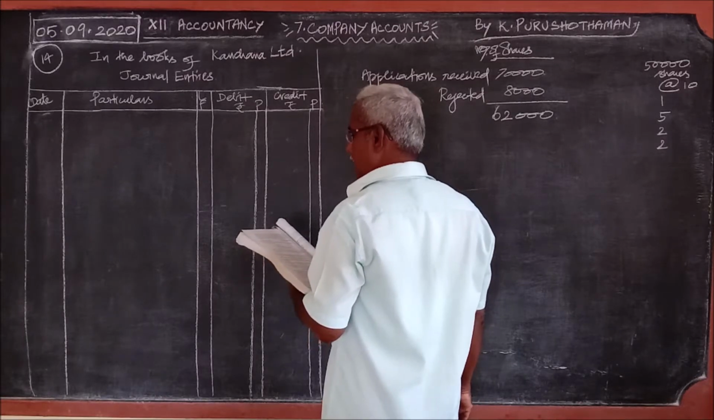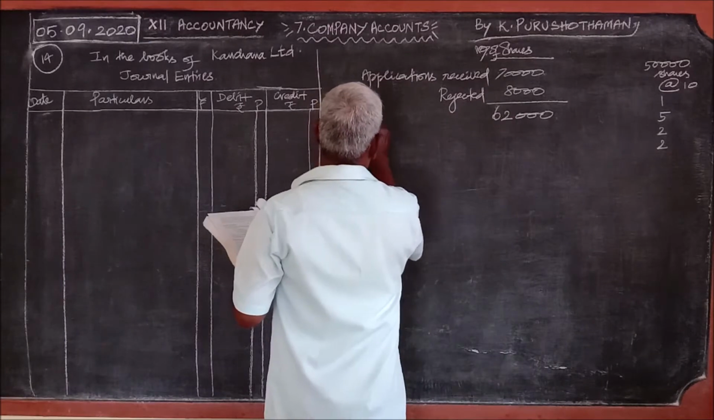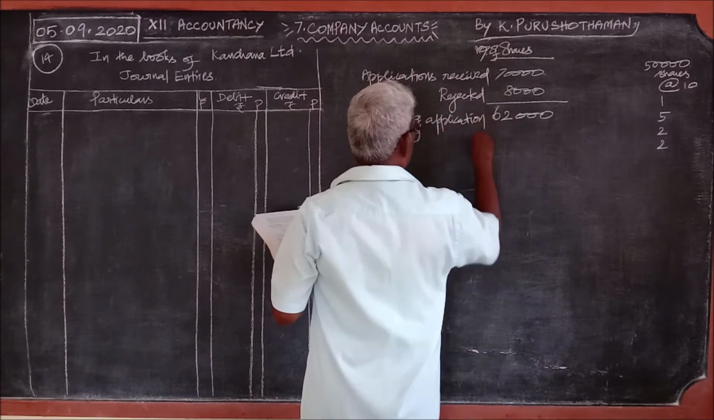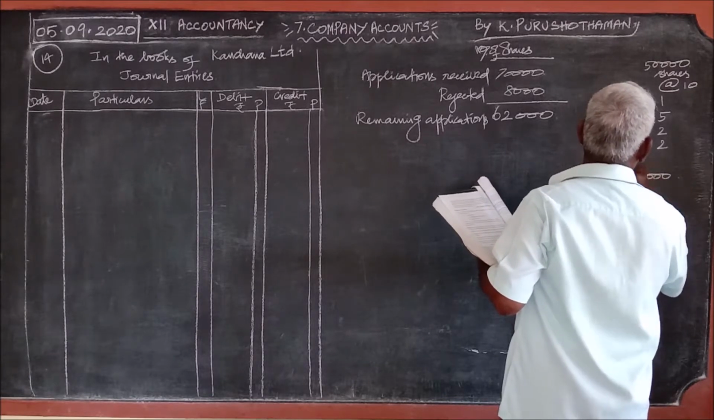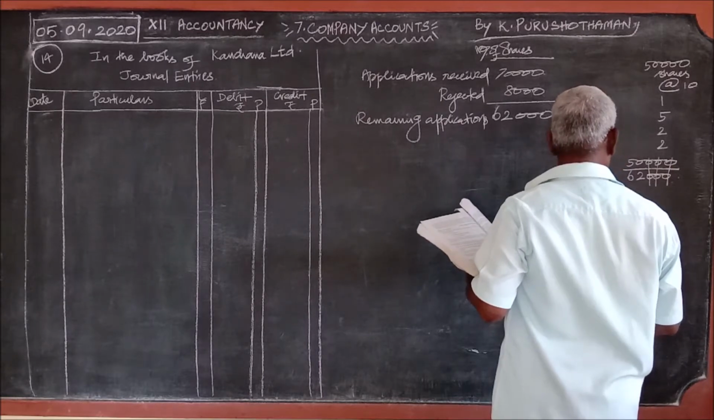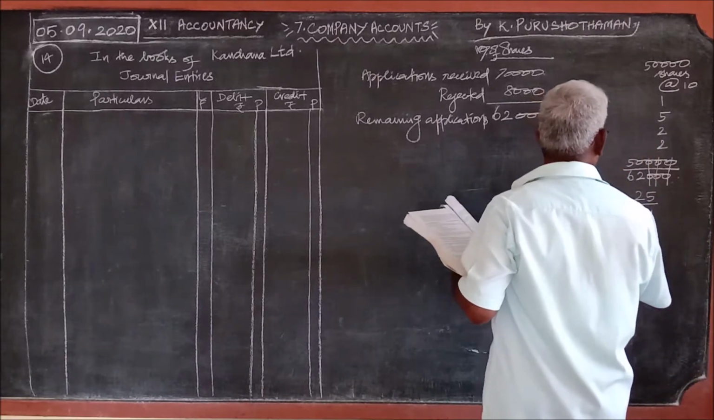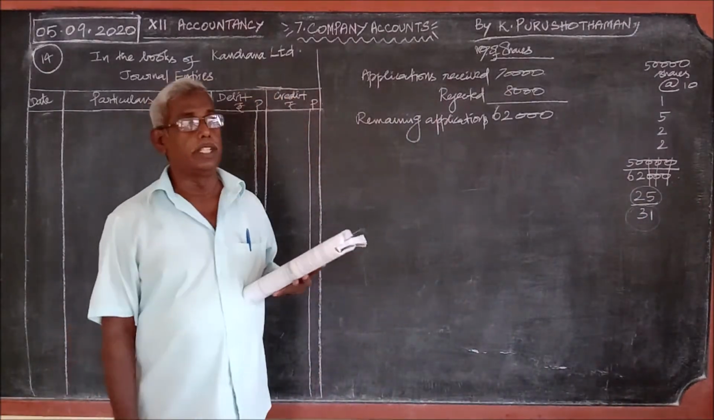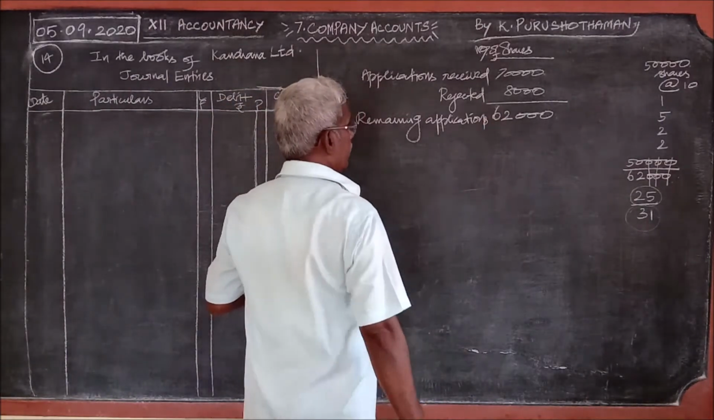The directors made the allotment proportionately towards the remaining applications. So the remaining applications, how much? 62,000. Against these 62,000 applications, 50,000 shares should be allotted. How is this allotted proportionately? 25 to 31. So, if an applicant asked for 31 shares, he was allotted 25 shares only. That is why I said in the other classes, it is pro rata allotment.